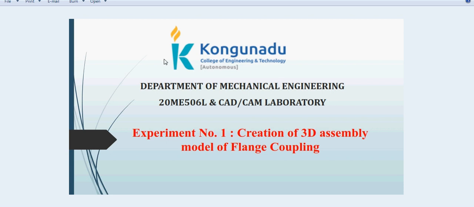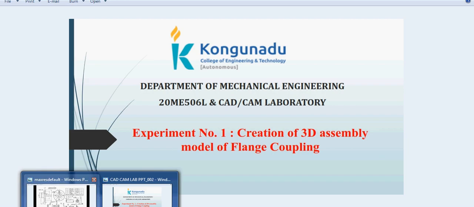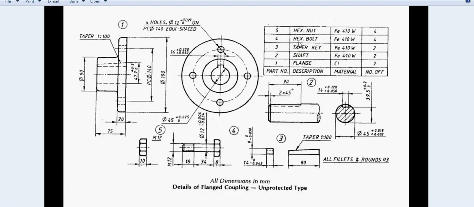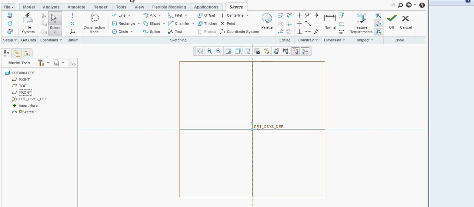We go for the fourth part, bolt, and the fifth part, nut. So the bolt dimension is M12. Go for clear parametric.